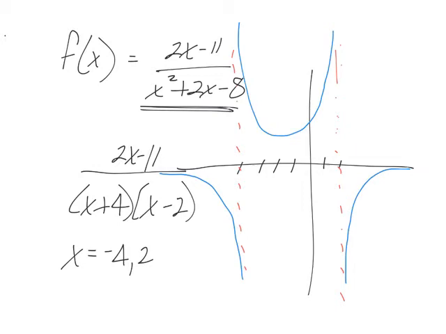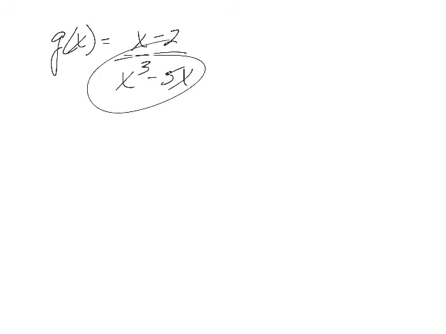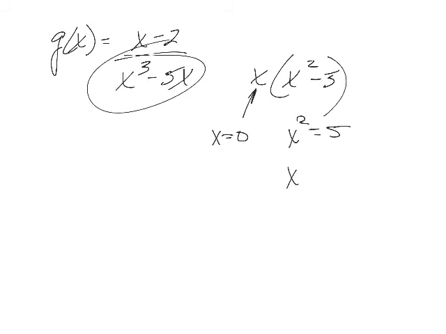Okay, so let's erase that and look at B. B gives me my function g of x equals x minus 2 over x cubed minus 5x. So all we're looking at is the denominator. Factor out an x and we get x squared minus 5. And we keep going here. X is equal to 0 if we plug it in there. Or x squared equals 5. X equals plus or minus the square root of 5. So I get 3 answers here.